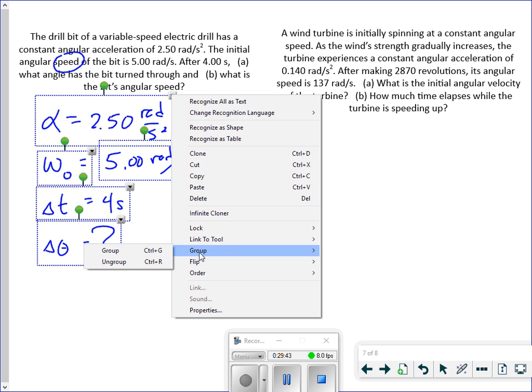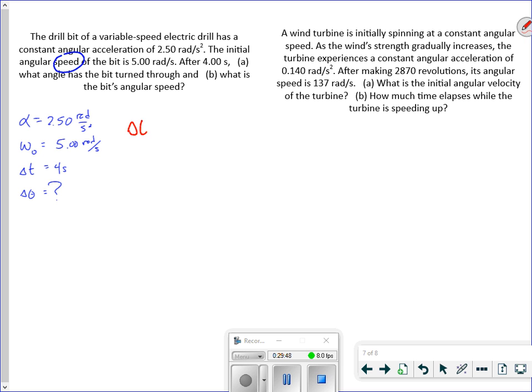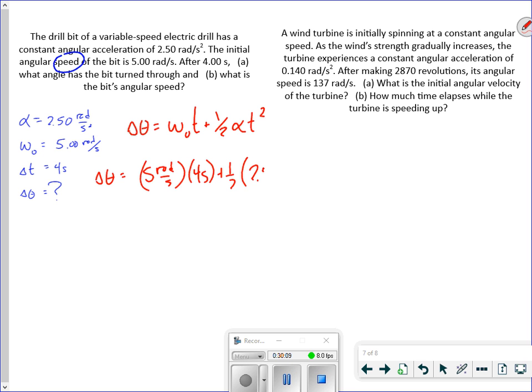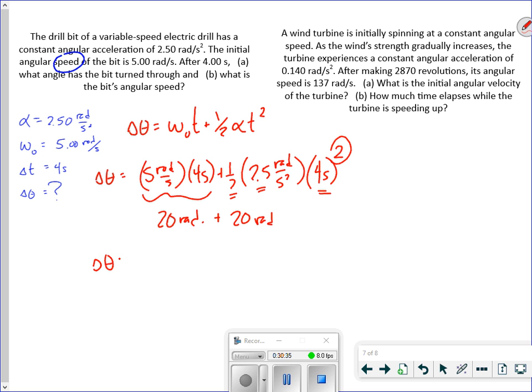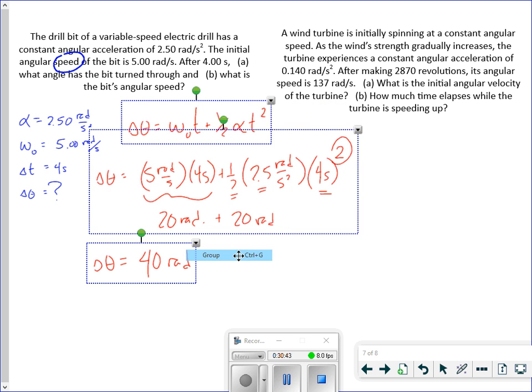Well, is there an equation that has these 4 things in it? You're darn right there is. It's delta theta is omega naught t plus 1/2 alpha t squared. That means that delta theta is omega naught, 5 rads per second, times 4 seconds, plus 1/2 of 2.5 rads per second squared times 4 seconds. Don't forget the square. Let's see, that's 20 radians plus, let's see, this is 16. Half of that is 8, and 2.5 times 8 is another 20 radians. So that means delta theta is 40 radians. How much is 40 radians? Well, it's 40 radians, and if you want to know what that is in degrees, then convert.